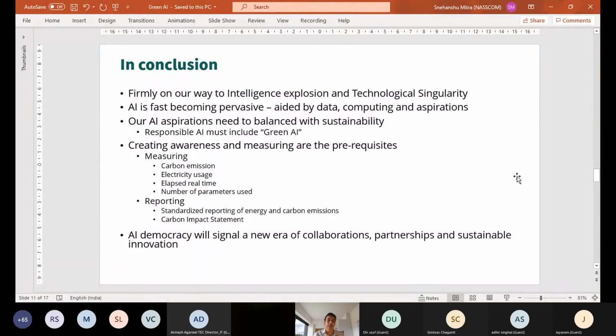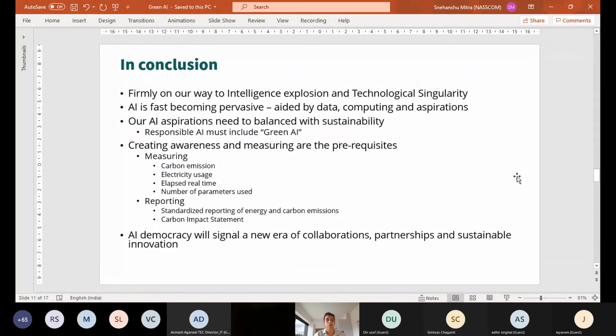So from a measurement perspective, each solution that we develop should track the carbon emissions, should track the electricity usage, should limit the number of parameters that we are making use of in trying to develop an AI solution, and also report the carbon and energy emissions. We can talk about the carbon impact of AI solutions by company. These are all good-to-have ideas, and maybe this is a good starting point for us to think that way, start measuring and reporting. That is very, very important.